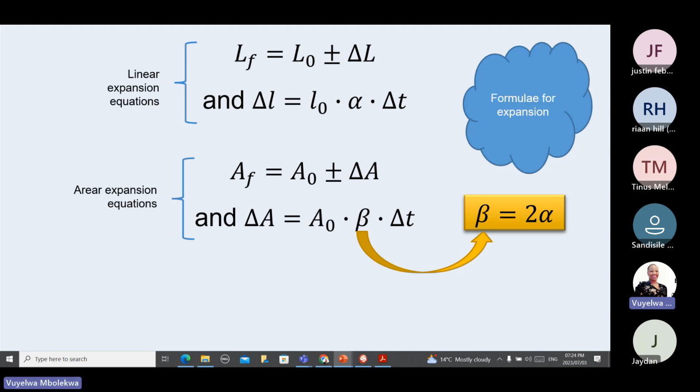Sometimes they give you the information, and then at the end, they say calculate the new dimensions. Now, if you want the new dimensions, it means you want the new length and the new breadth in a case of area expansion. In a case of linear expansion, you just want the new length when the temperatures are extreme.